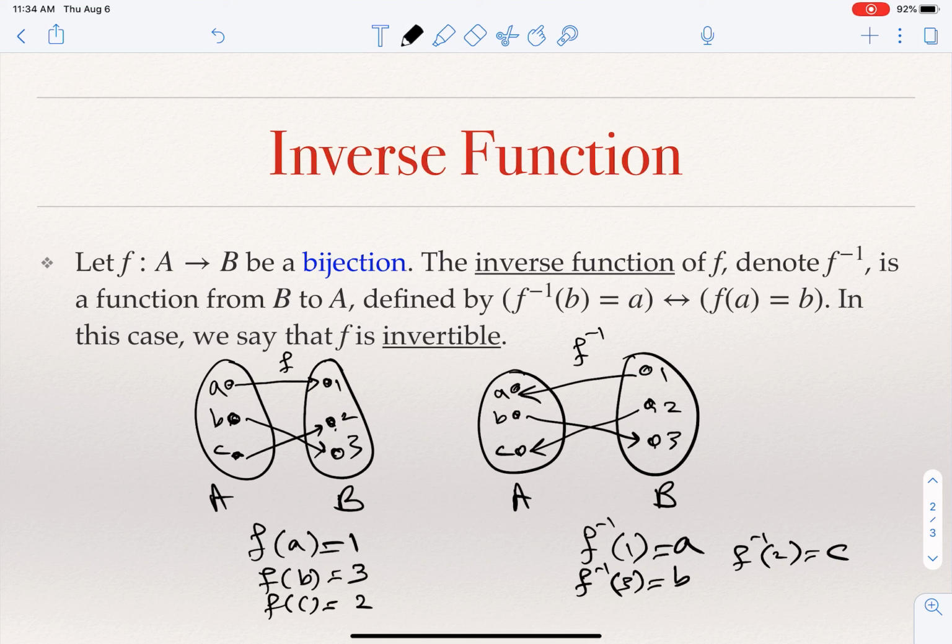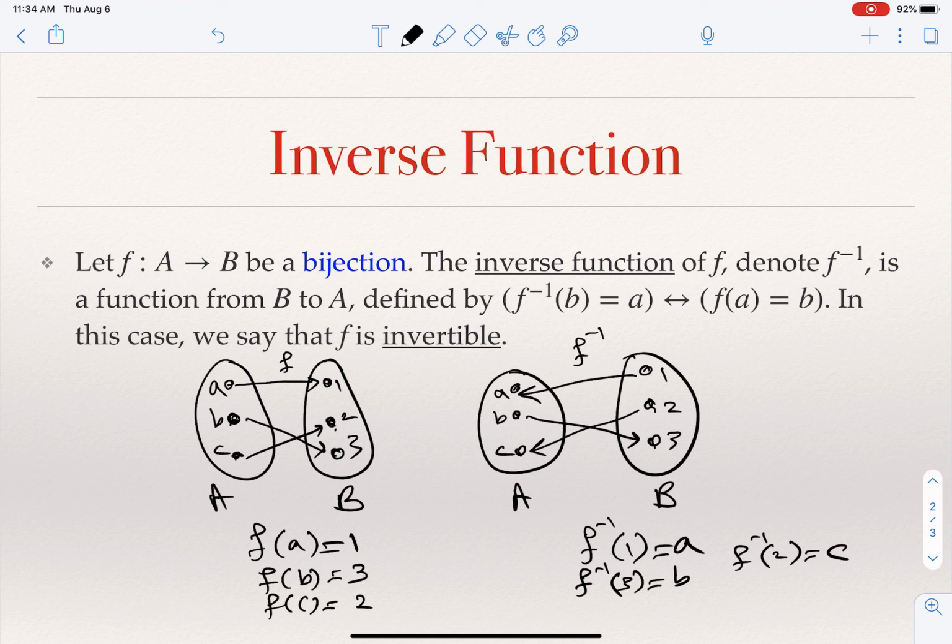If the function is not one-to-one, it means that we have two elements in A that we map to the same element in B. But then if you try to invert, we have a function that's mapping one element to two different elements. That's not a function. If it's not onto, then there is an element in B to which we map nothing. And in that case, the inverse function is not defined on that element, okay?